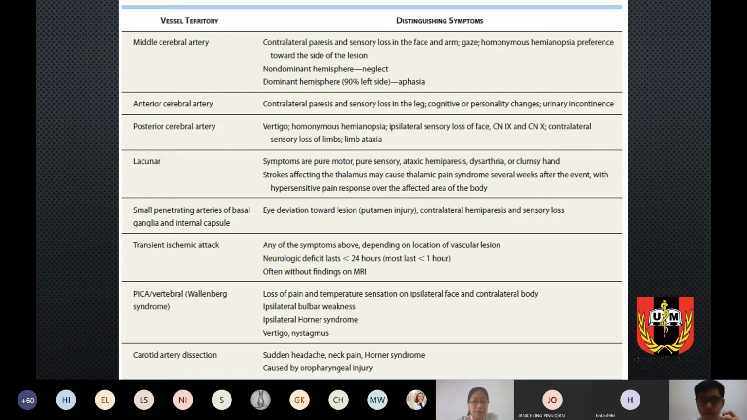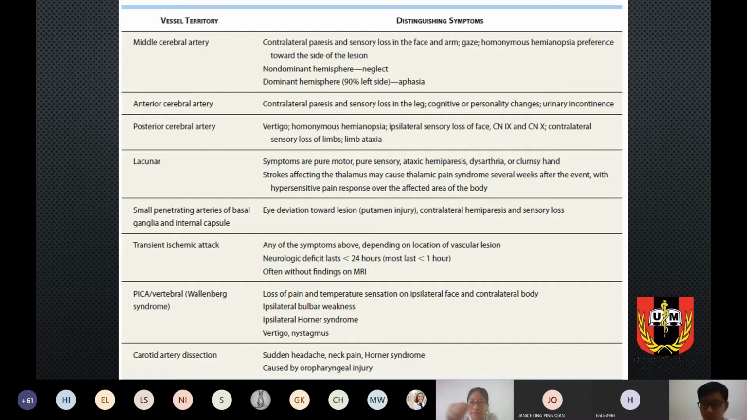Lacunar stroke has five types: pure motor, pure sensory, ataxic hemiparesis, mixed sensorimotor, or clumsy hand. These are patients who usually have no cortical signs, but clinically it's sometimes a little bit difficult for us to decide whether this is lacunar or MCA. The small penetrating arteries or basal ganglia usually present as lacunar.